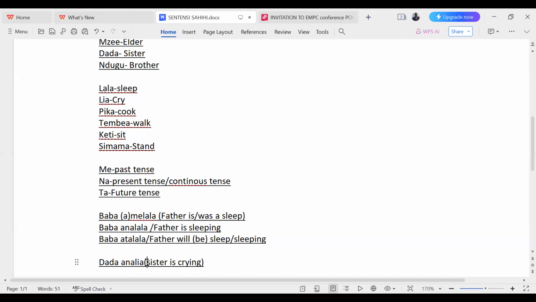Yeah, so this is how we'll make some simple sentences by combining a noun and the verb here, which is lia. And we'll say Dada analia, which means the sister is crying here. Any other trial will perfect how we make these simple sentences. Anybody who can try to use any of the verbs we've been trying here to construct some simple sentences using the verbs we have, the nouns we have, and putting into context the past, present, and the future tense we have already.